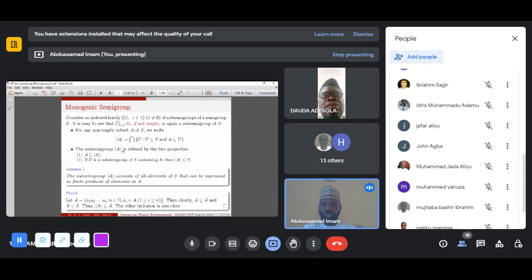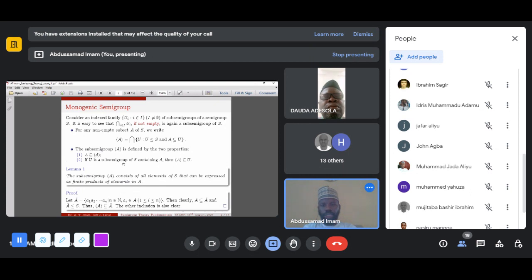Actually, this sub-semigroup is defined by two properties. By virtue of its definition, you can see that it is the intersection of all sub-semigroups containing A. It means it too contains A. So the intersection of all sub-semigroups containing A will also contain A.